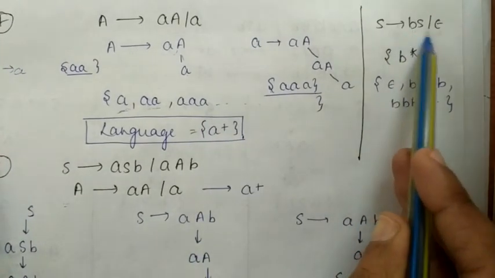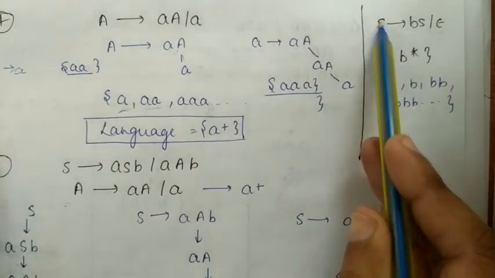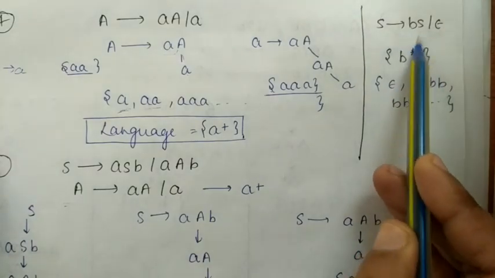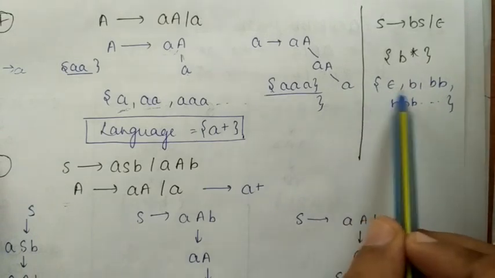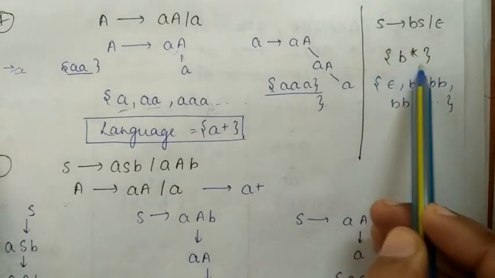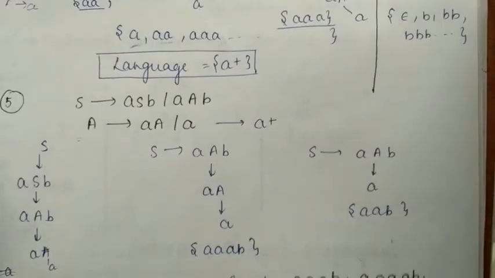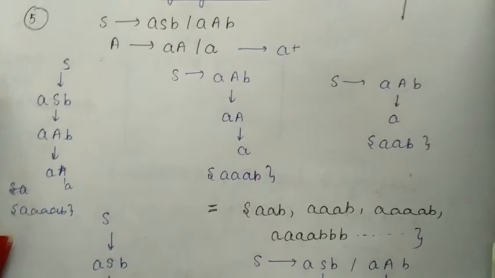Suppose we have a grammar like this, in which we first replace S by epsilon, then we replace S by BS. What will it generate? Any number of B, so the language will be B star. Now if we have a grammar like this, what is the language for this grammar?